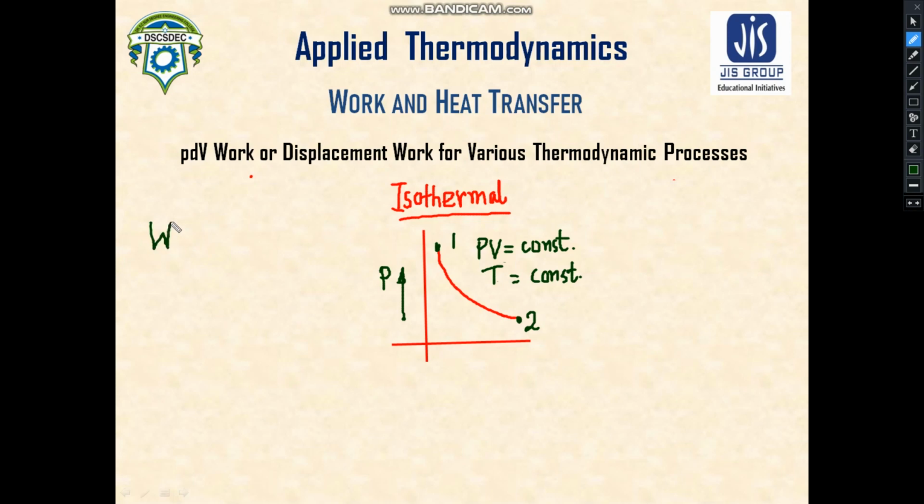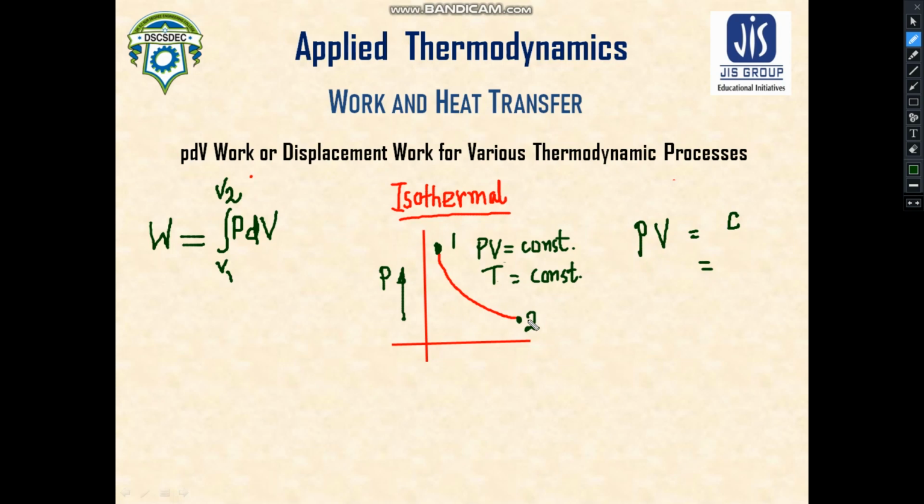So the work done is the integration of P dV, from V1 to V2. I am taking the general coordinates P1 V1 and P2 V2. I am not writing it now. So PV is equal to C, C for constant. Similarly, as we know, these two states are P1 V1 and P2 V2.